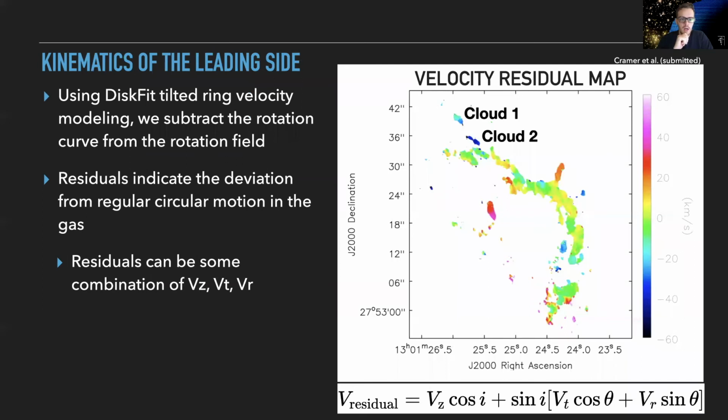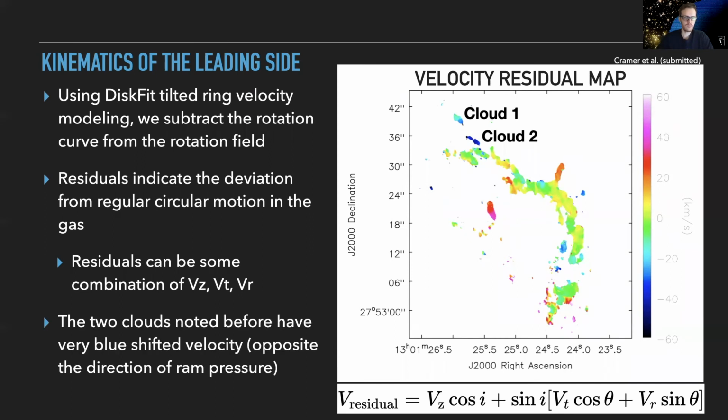However, they can be some combination of that vertical motion moving back towards the observer that we're interested in, but it could also be an azimuthal motion, a tangential motion, or a radial motion. We note that those two clouds that you see at the top have blue shifted velocities of between 20 and 60 kilometers per second. Now, those clouds are very near the major axis, so the radial component should go to 0 because theta is close to 0.